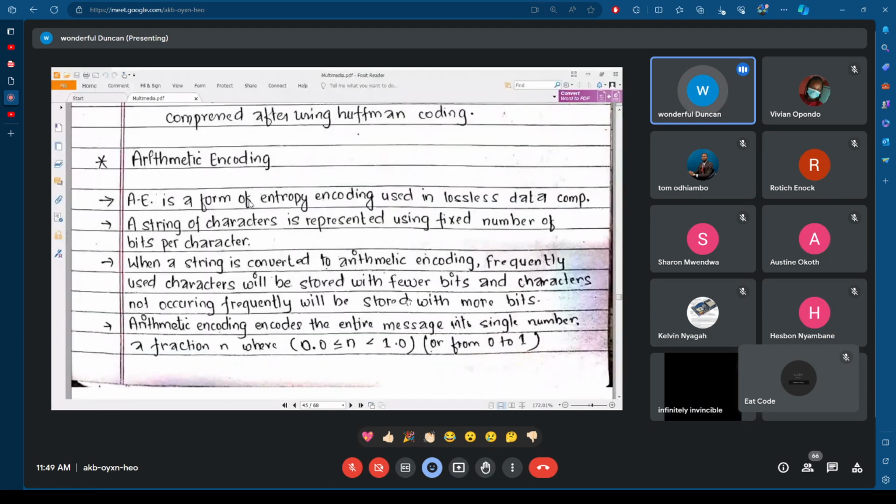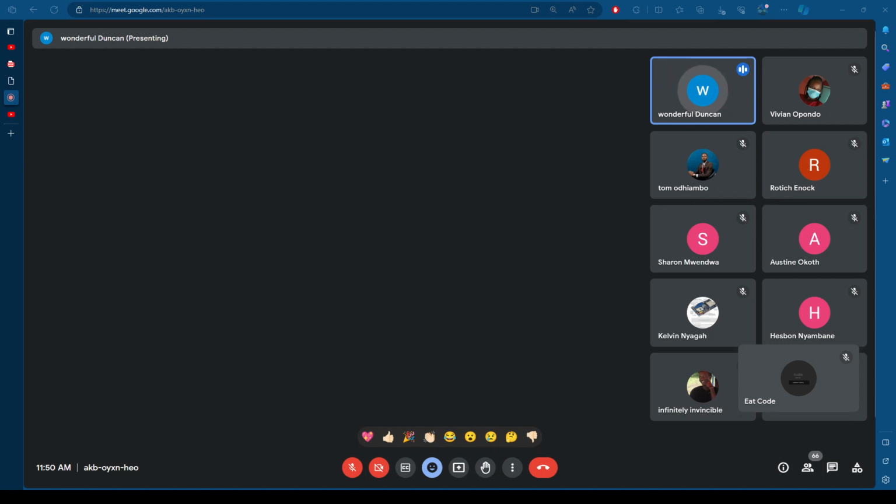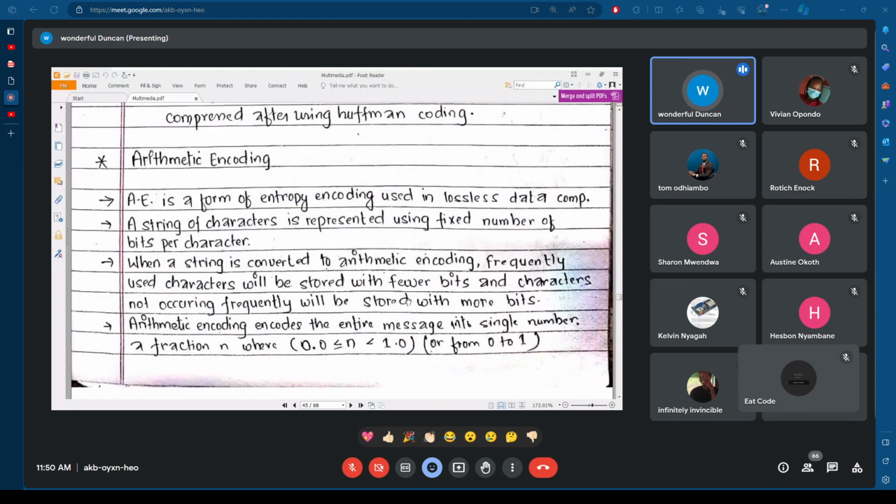When a string is converted to arithmetic encoding, comma, frequently used characters will be stored with fewer bits and characters not occurring frequently will be stored with more bits.